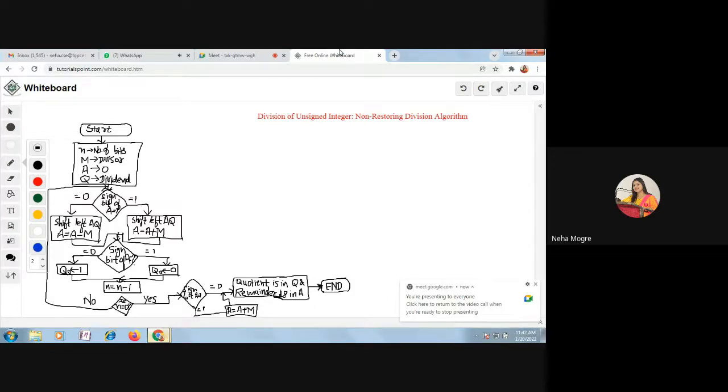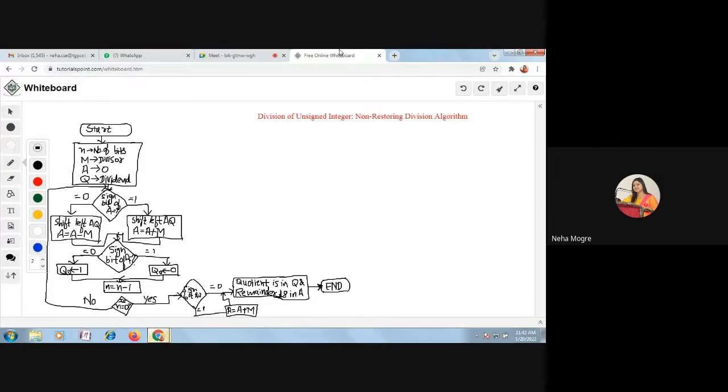In last class, we were seeing the division methods for unsigned integers. The first algorithm that we have seen is the restoring division algorithm, and there we were restoring the value of the accumulator. That is why it is named the restoring division algorithm. In today's class, we are going to see another algorithm, which is the non-restoring division algorithm.